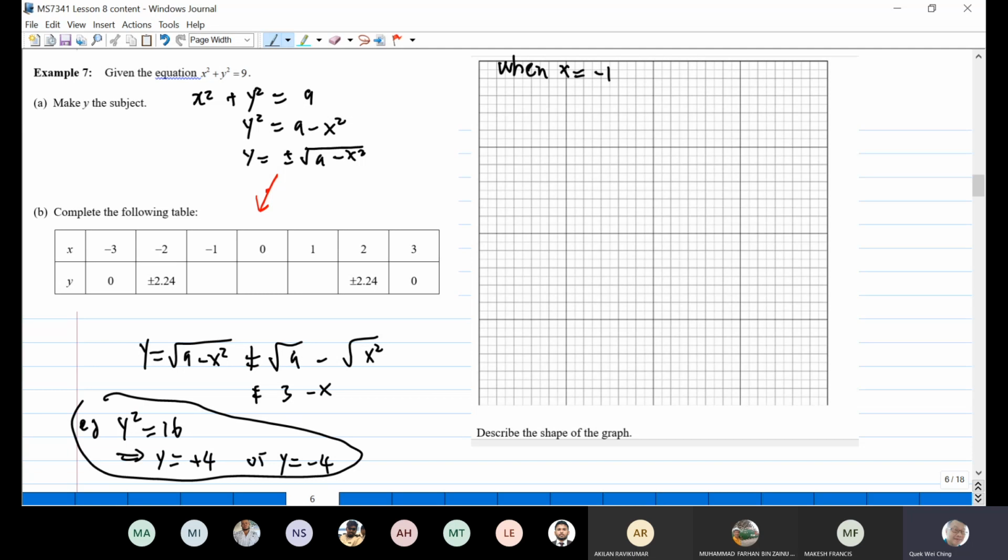So when x equal to minus 1, what is my y now? So y could be plus the square root of 9 minus 1 square. Okay, minus 1 square is 1. So 9 minus 1 is 8. As I say, the square root, you get two possible answers. So another answer is minus. So plus or minus square root 8, which is actually about 2.8.